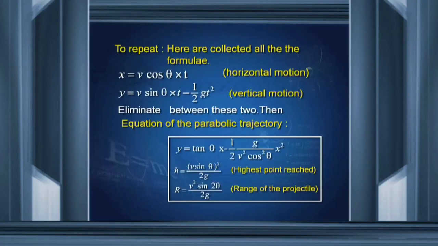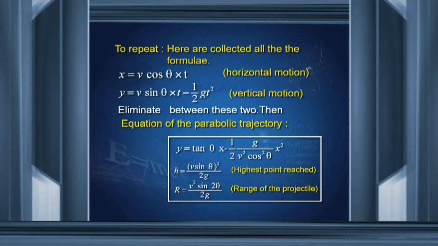So, here I have collected all the facts about the projectile. The horizontal velocity is v cos theta and distance covered is v cos theta into t. The vertical velocity is v sin theta and the distance covered is v sin theta into t minus half g t square. We eliminate t from these two equations and we get y equal to x tan theta minus half g x squared by v squared cos squared theta. This is the equation of a parabola. The highest point reached by the projectile is (v sin theta) square by 2g and the range, the maximum horizontal distance covered by the projectile, is v square sin 2 theta by 2g.